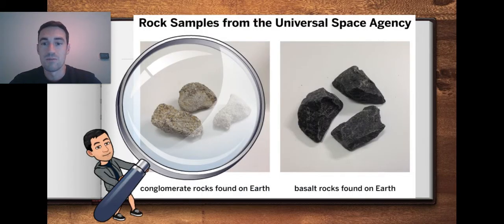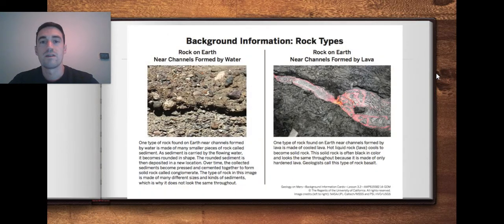You have a sample on the left of conglomerate, which is a sedimentary rock found on Earth. You also have a sample on the right that is basalt, and that is an igneous rock that is found on Earth. And you can see besides the color, they look pretty similar. However, if you really put them under a magnifying glass, you might start to see some differences, and that's what we'll talk about next. Some background information on the different types of rocks.